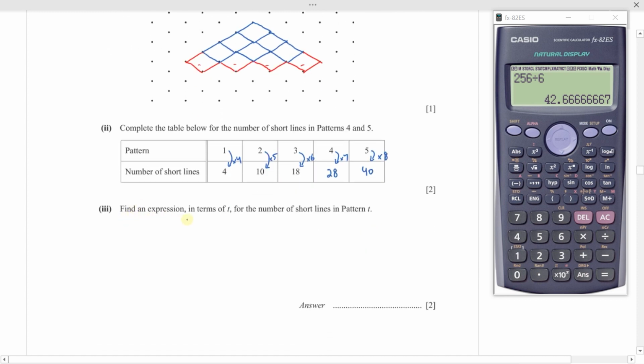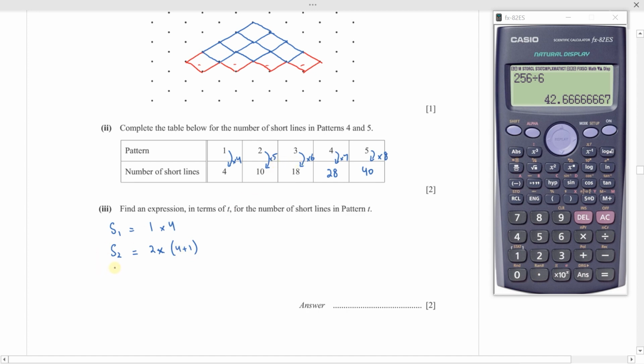Part 3 is find an expression in terms of t for the number of short lines in pattern t. So let's call the number of short lines in pattern 1 S1, and you have 4 short lines. How did you get them? You multiplied 1 by 4. For pattern number 2, you multiplied 2 with 5, and 5 is 4 plus 1. So each time you're multiplying by a number that is 1 greater than the previous number that you multiplied with.